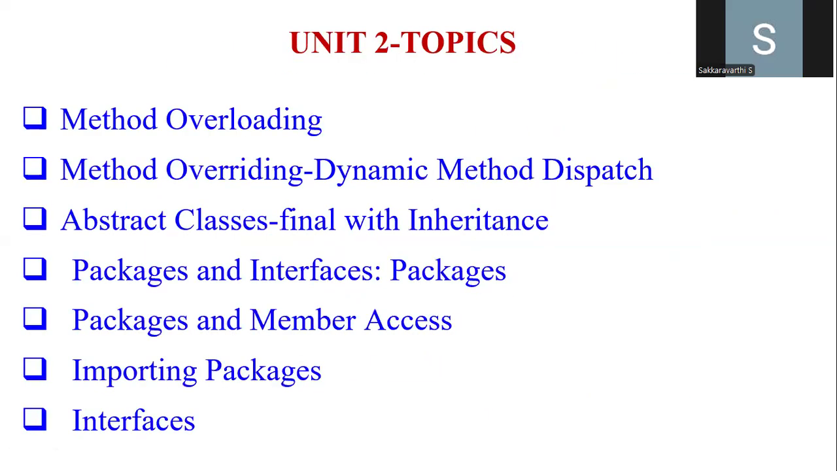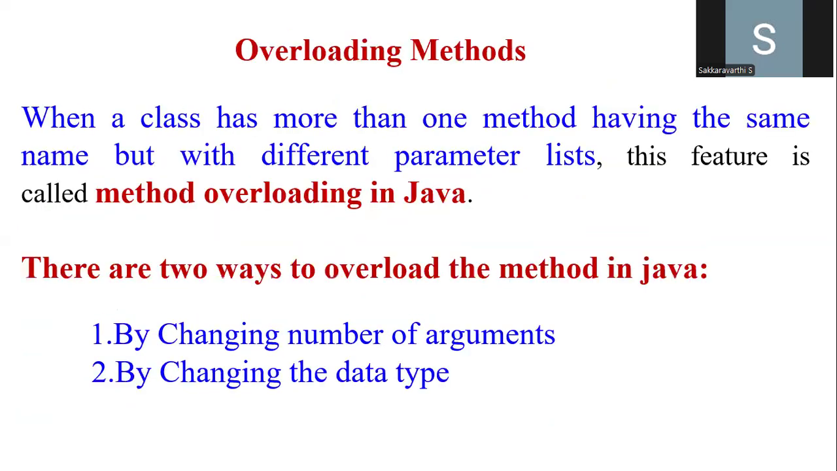So, in Java object-oriented programming, the important topics are method overloading, method overriding, abstract class, packages, and interfaces. What is method overloading? Method overloading means a class can have more than one method with the same name, but they differ in their parameter list. This feature is called method overloading.